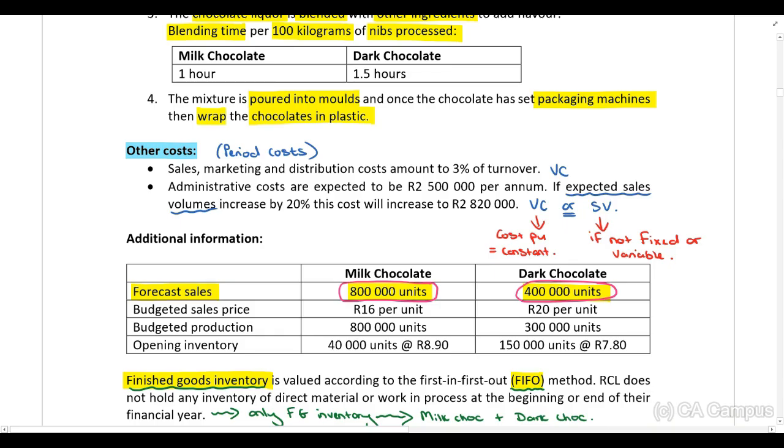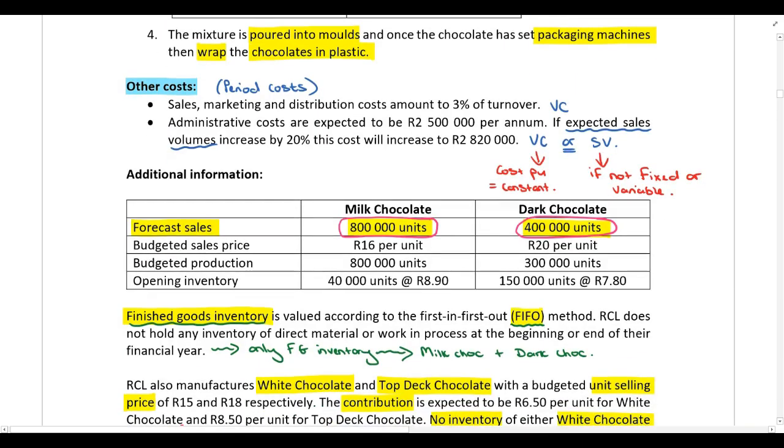However, for the admin costs, we now need to determine whether these admin costs are variable or semi-variable. Because obviously if it's a variable cost, we'll ignore them for now and only take it into account when we calculate the contribution per unit. On the other hand, if it's a semi-variable cost, then there's going to be a fixed portion and a variable portion. And we need that fixed portion when we are calculating total fixed costs, obviously. So let's now determine if we are dealing with a variable cost over here or a semi-variable cost.